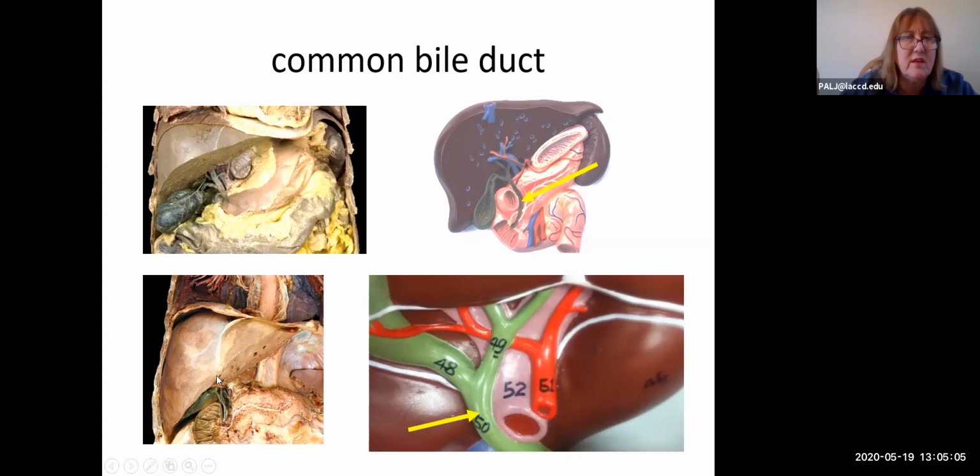As well, if we look at the bottom left-hand corner where you see the cystic duct joining the common hepatic duct, now you see the common bile duct going through the pancreas, because this is the main pancreatic duct right there. And then the two will dump together here into the duodenum.